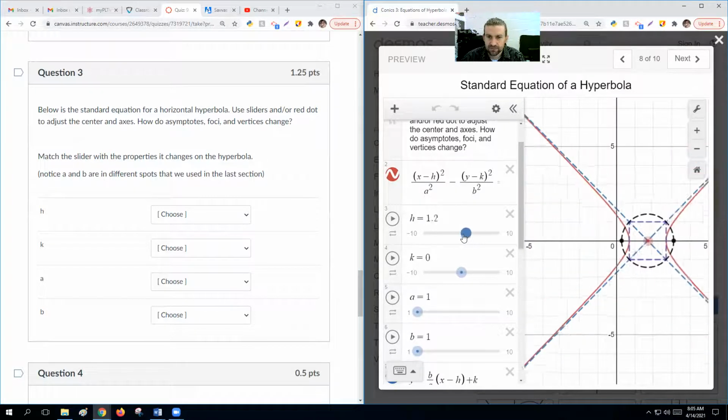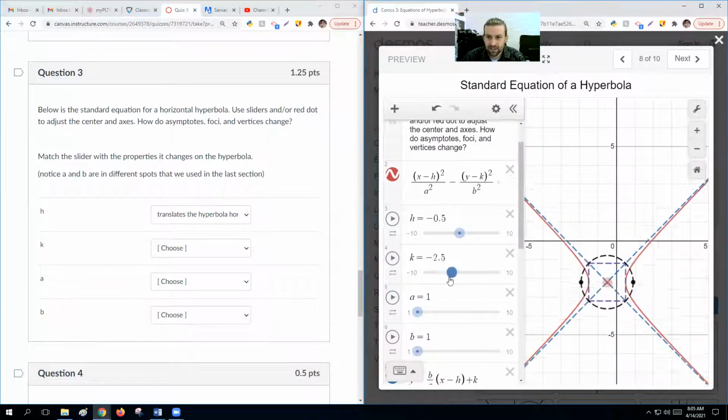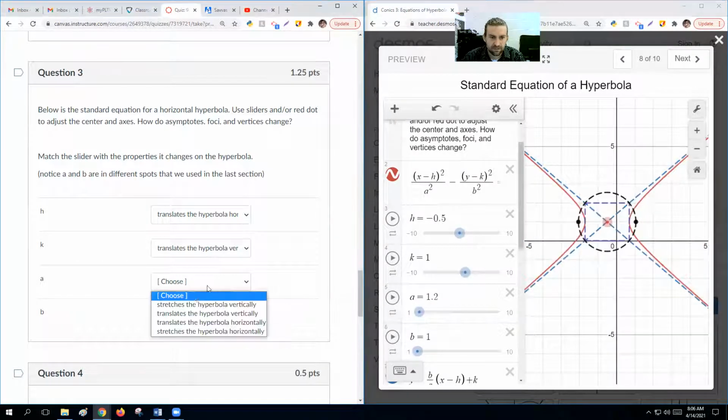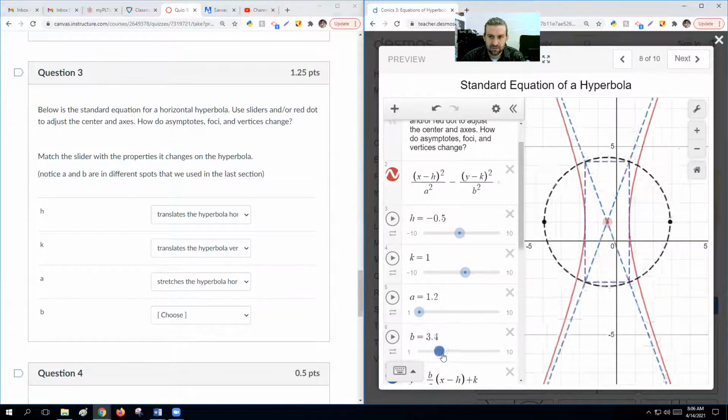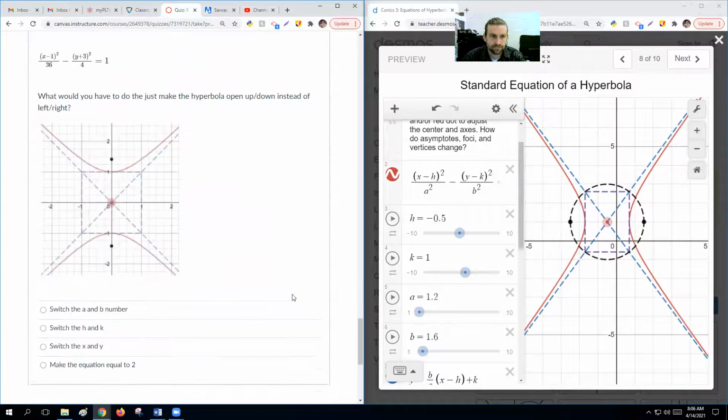What does h do? All right, so h translates the hyperbola horizontally, right? K slides it up and down. That's a translation vertically. All right, what about A? What does A do? Okay, well, A stretches it horizontally. And what does B do? Stretches it vertically.